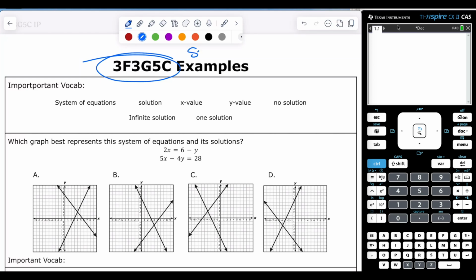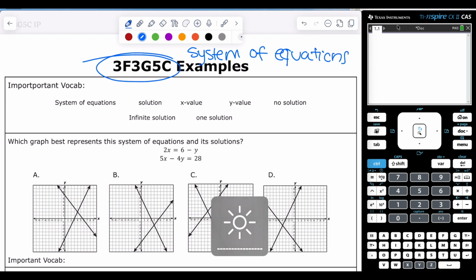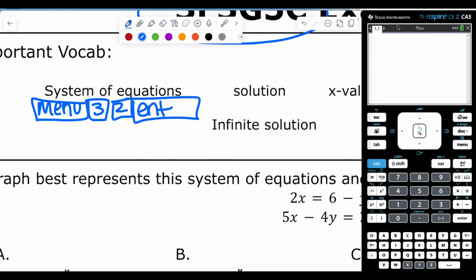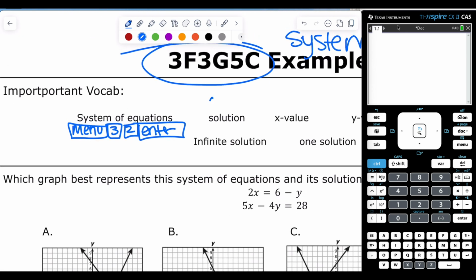System of equations. So we have system of equations. When we see that word, we know it's going to be menu 3, 2, enter. Menu 3, 2, enter. And then we know the solution is an xy.